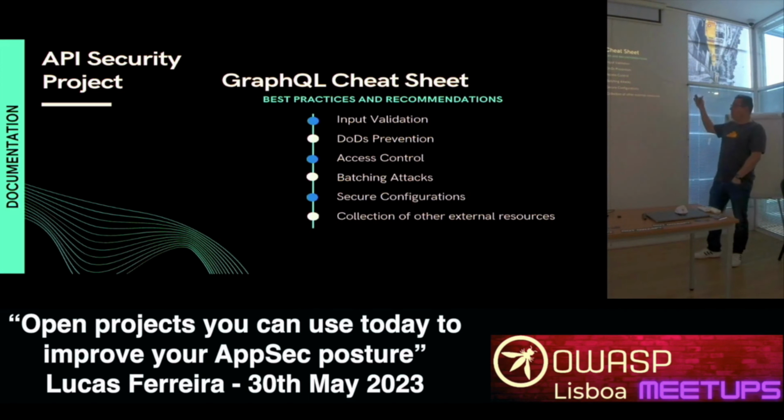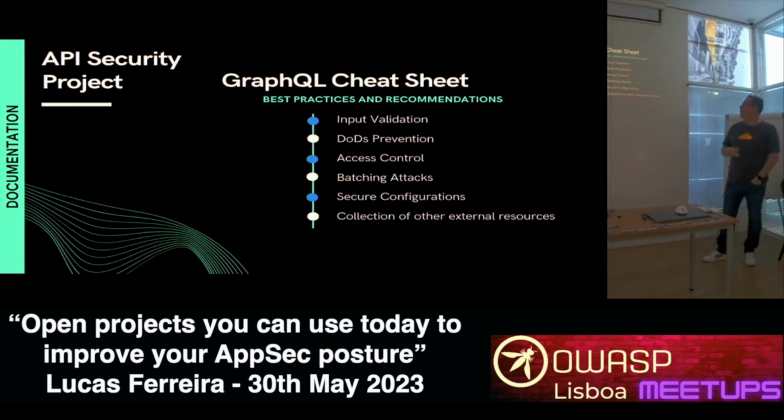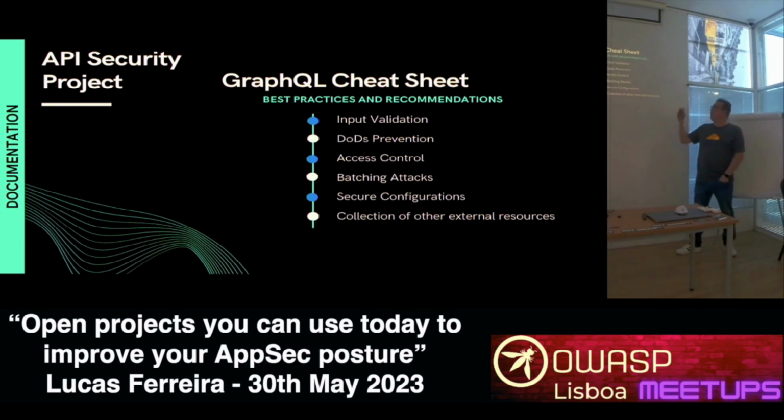The API security project also has one of the cheat sheets in the cheat sheet series, and that's an interesting one because it's for GraphQL, which is usually tied to APIs. That's a query language to be used in APIs, and in the cheat sheet you're going to see a lot of best practices and recommendations on input validation, DoS prevention, access control, batching attacks, and so on. So all this in a compact form.